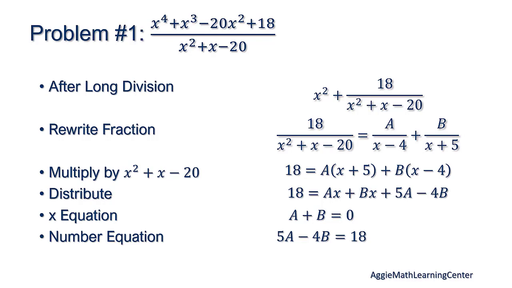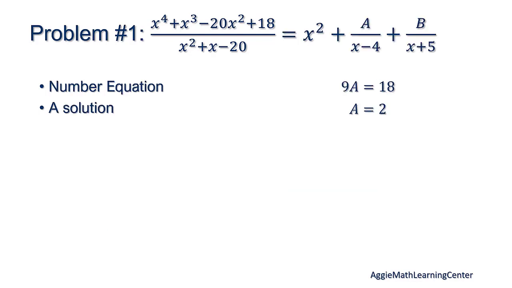We will use the substitution method to solve these equations. Using a plus b equals 0, we can say that b equals negative a. We can then plug in negative a for wherever b is in the second equation. This will give us 5a plus 4a equals 18, which can be simplified to 9a equals 18. Dividing both sides by 9 gives us a equals 2. We can then plug this into our first equation, solve for b, which tells us b equals negative 2.